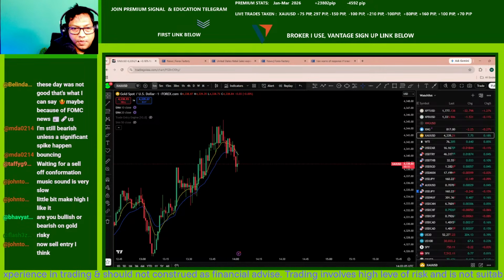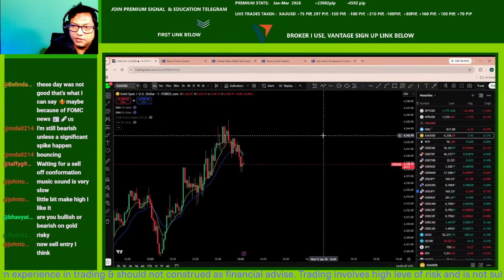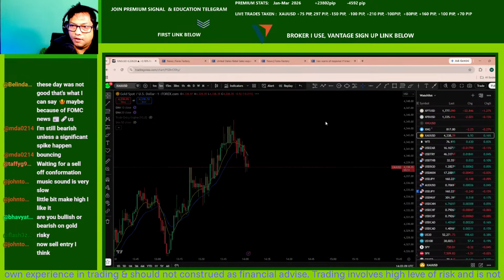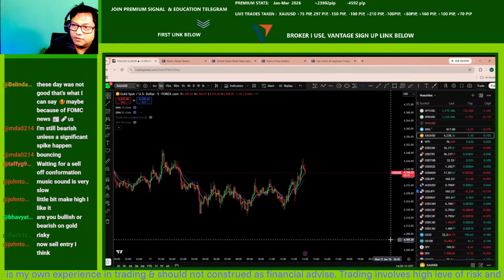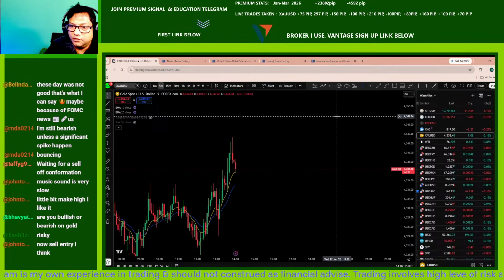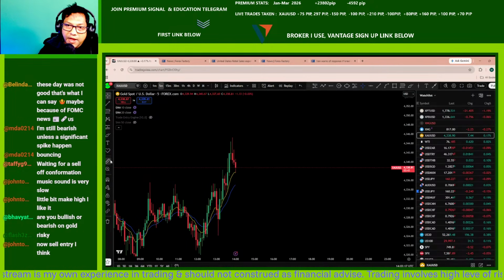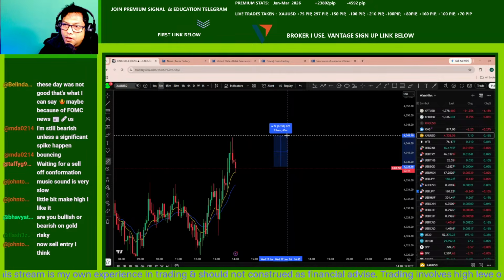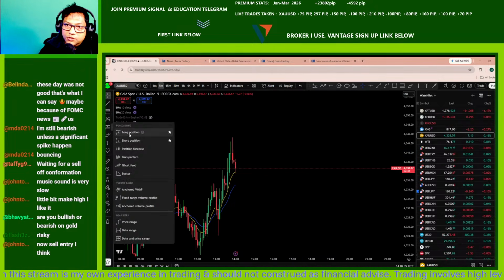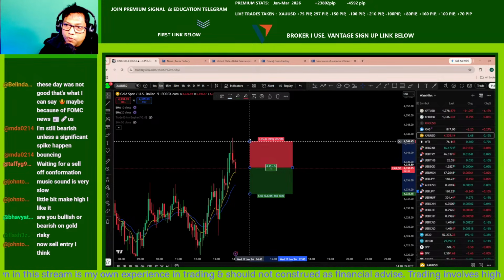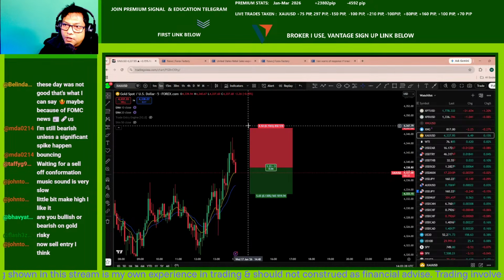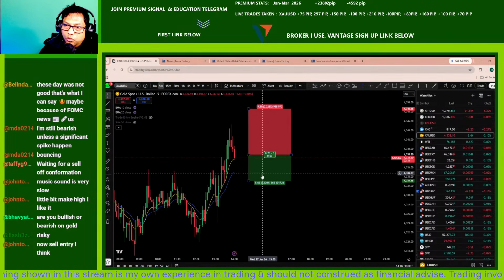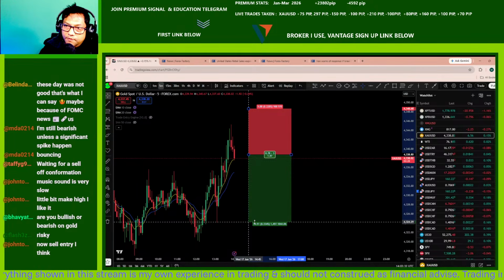Yeah, there is an entire break below. This market failed to create a higher high, so it potentially could come back and create a lower low. And yes, with about a 100 pip stop loss, I will be looking to go short. Stop loss here.